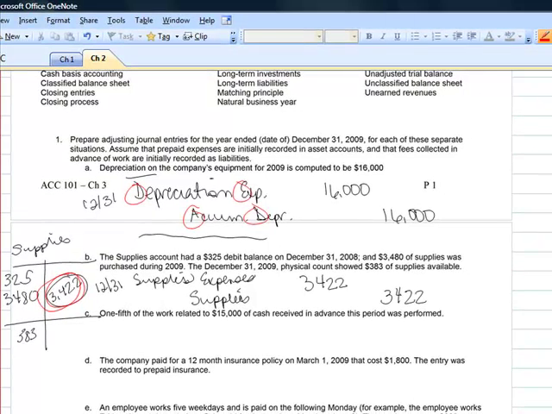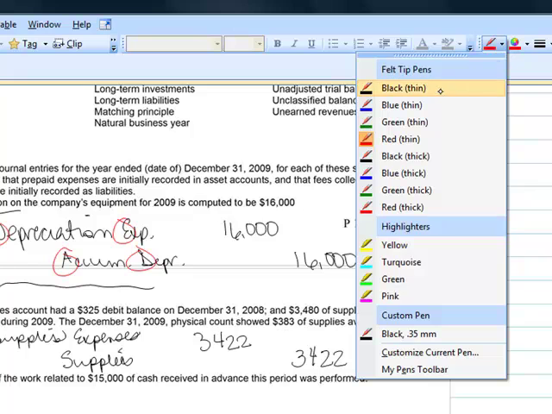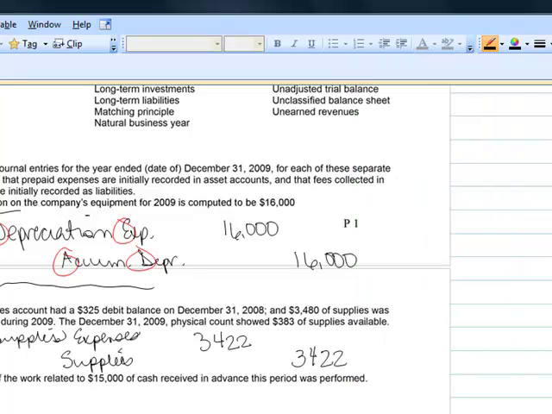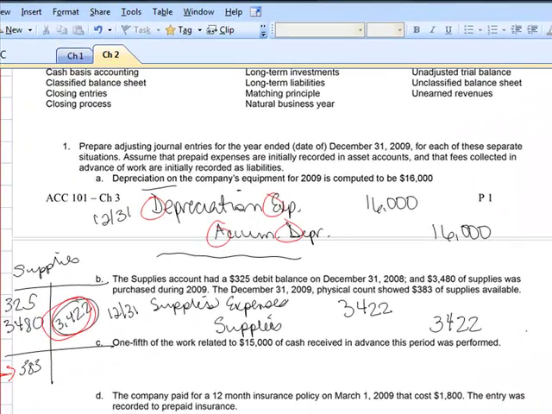Okay, remember that a lot of students want to do something with that balance, but we're going to ignore the balance. The balance is essentially what's going to happen once we post a journal entry, the balance in our account will be the 383. But what you need to do is find out how much got used, and you need to debit the supplies expense and credit the supplies account for that same balance. Equal debits and equal credits.